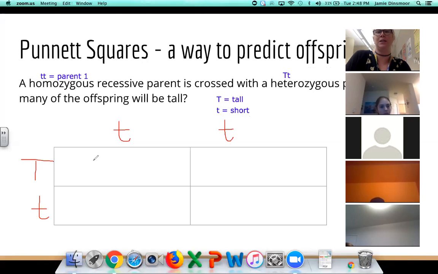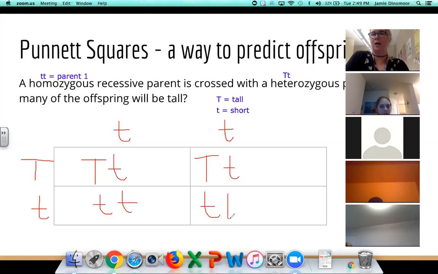So we bring our big T into this box. We bring our little t into this box. There's 1 potential child. This box is going to have 2 little t's. Another possible child. This box is going to have 1 big T, 1 little t. And finally, our 4th option here will be little t and little t.